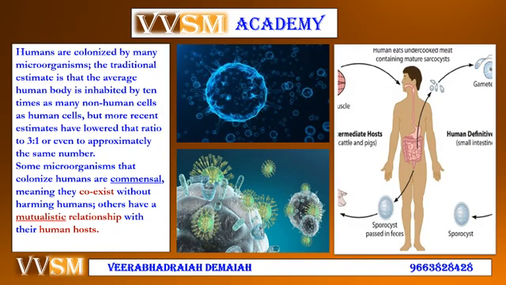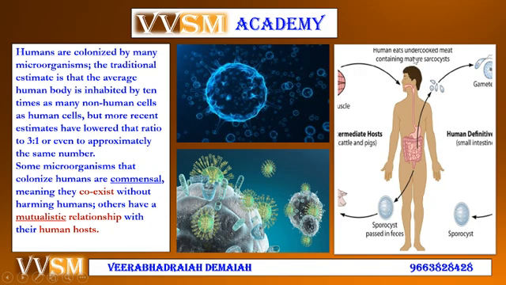Humans are colonized by many microorganisms. The traditional estimate is that the average human body is inhabited by 10 times as many non-human cells as human cells, but more recent estimates have lowered that ratio to 3:1 or even to approximately the same number. Some microorganisms that colonize humans are commensal, that is, they coexist without harming humans. Others have a mutualistic relationship with their human hosts. See, these are the microbes present in different parts of the human body.